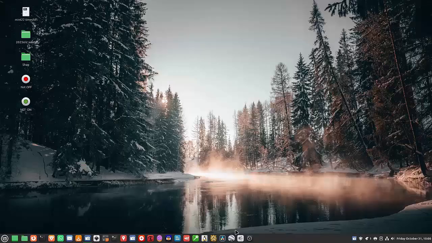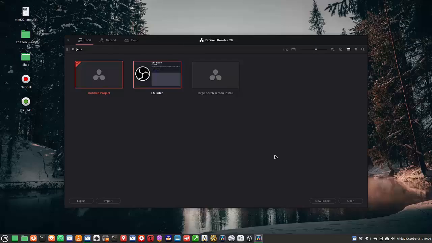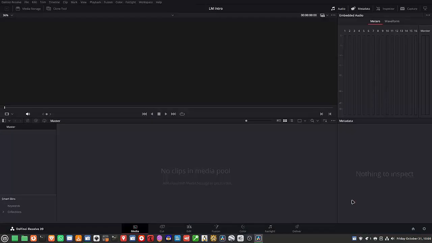Okay, let's talk about the dark side of DaVinci Resolve, which I just learned today. With Linux, in particular Linux Mint, we have codec issues.